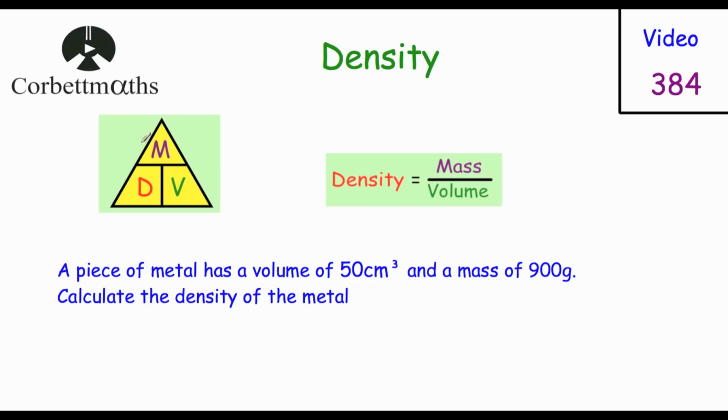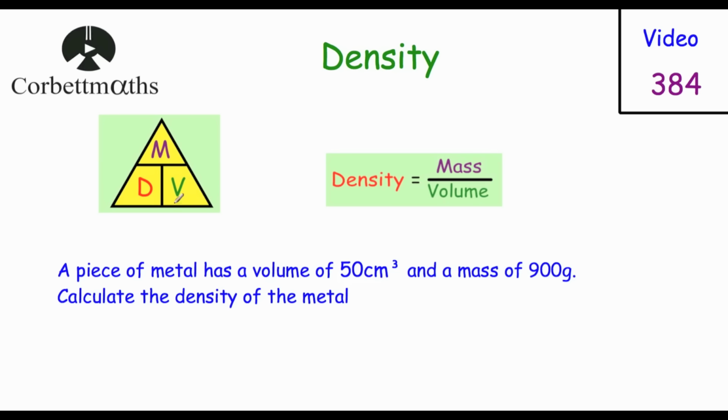Now in M1, for speed, distance, time, we use the triangle. You can use the triangle for density as well if you wished. So if, for instance, we wanted to work out density, so we've got density, mass, and volume. So if you covered up the D, you've got mass divided by volume. So density is equal to mass divided by volume.